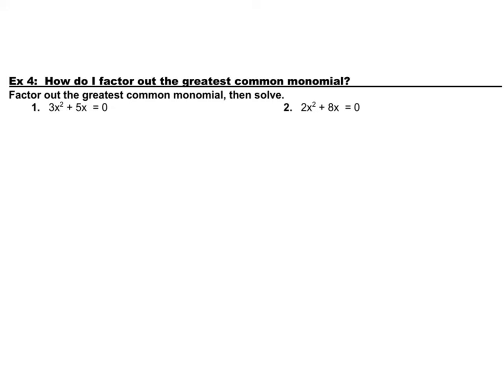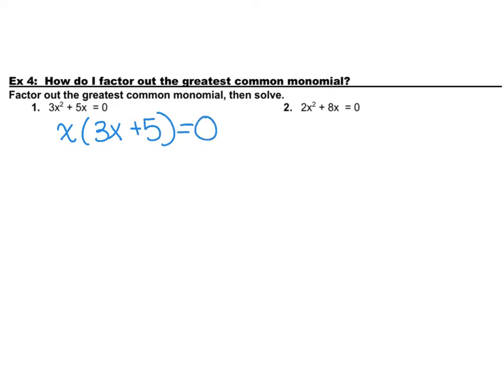All right, example 4. How do I solve by factoring out the greatest common monomial? In a previous example we tried to solve 3x squared plus 15x is equal to 0 by doing the fence problem, and we were not able to solve it. So now let's take a look at whether factoring out a common monomial lets us solve it. If I look at 3x squared plus 5x, I can factor out an x. Then I'm left with 3x plus 5, and that is equal to 0.